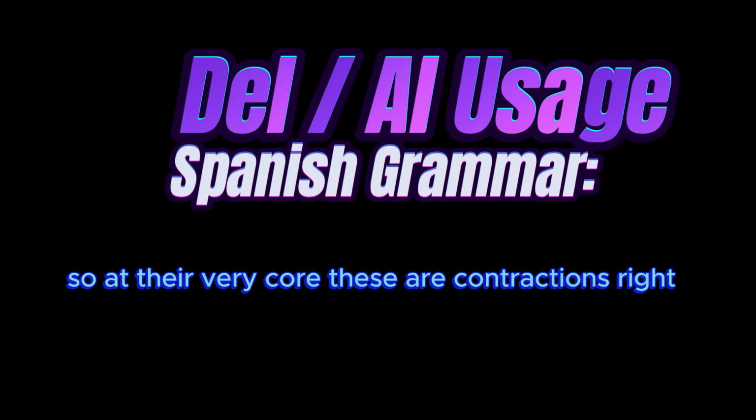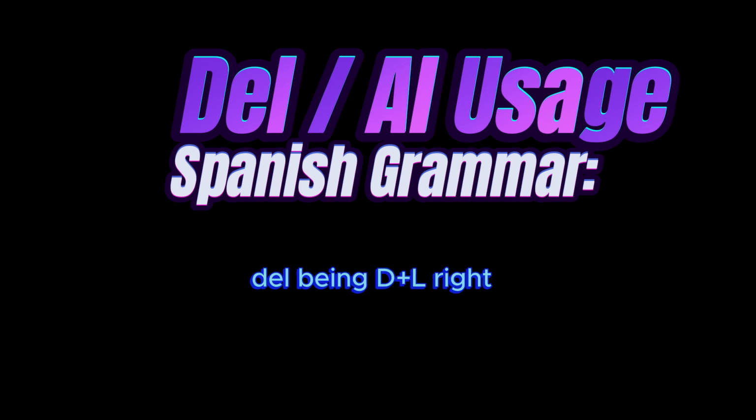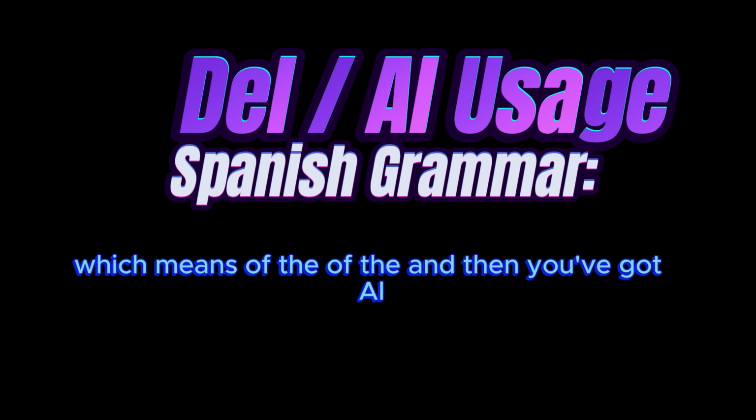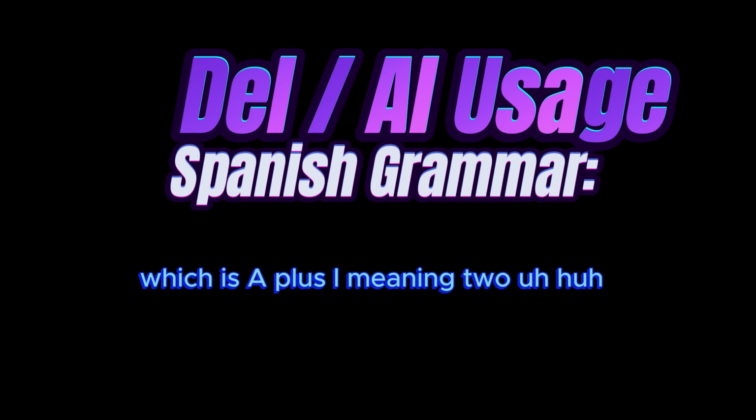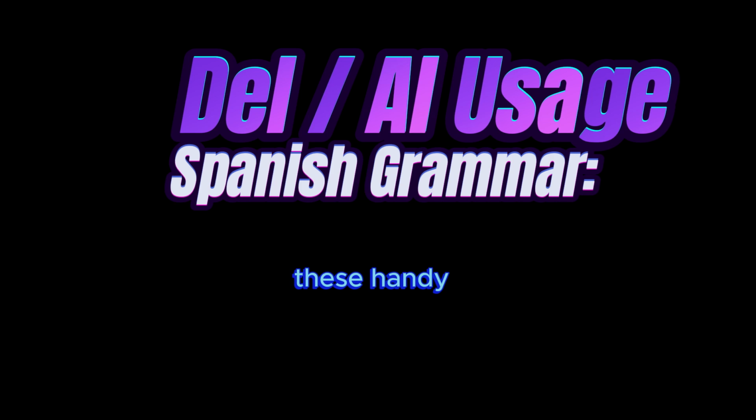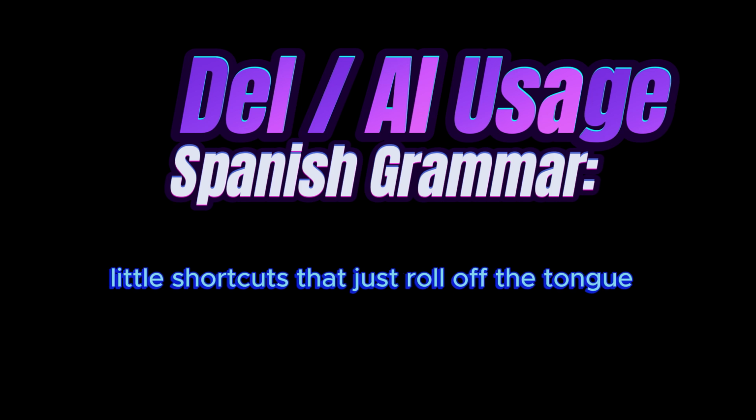At their very core, these are contractions. Del being de plus el, which means of the. And then you've got al, which is a plus el, meaning to the. So they're like these handy little shortcuts that just roll off the tongue in Spanish.